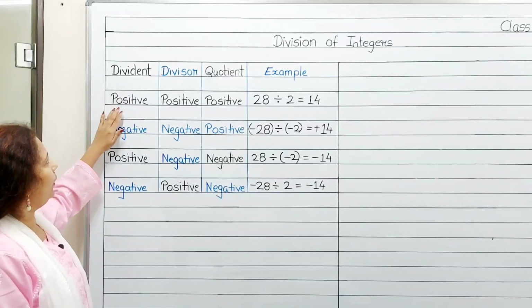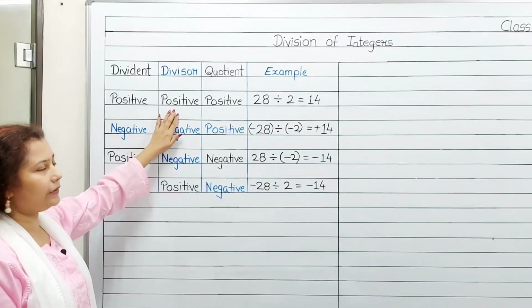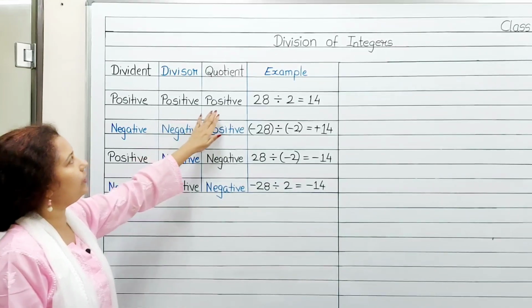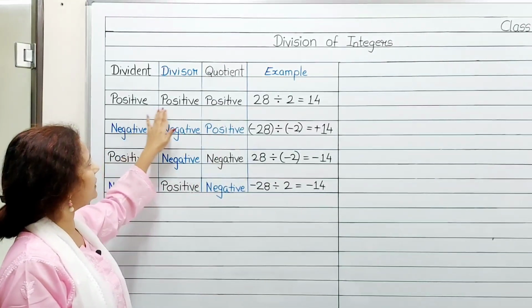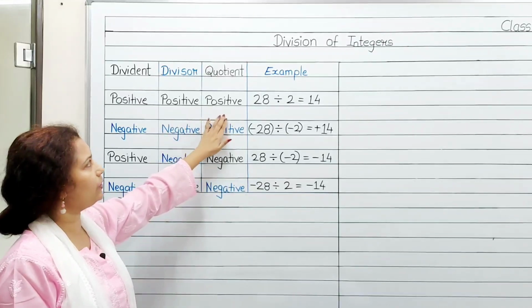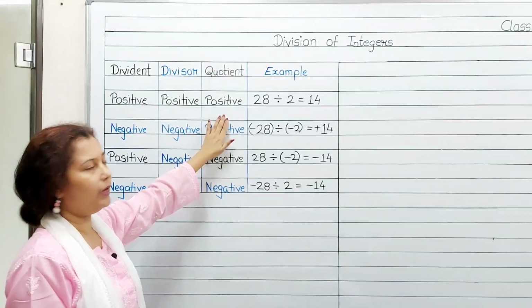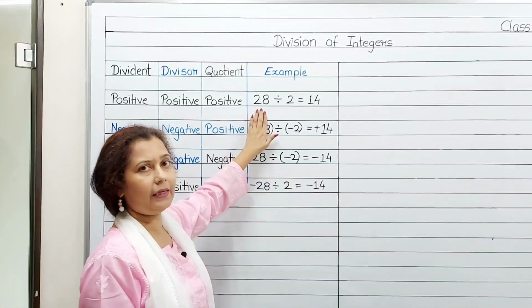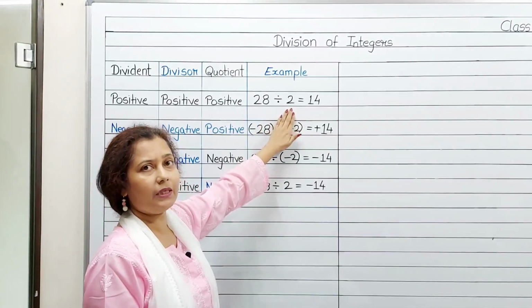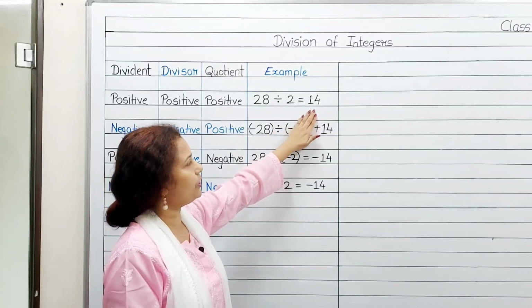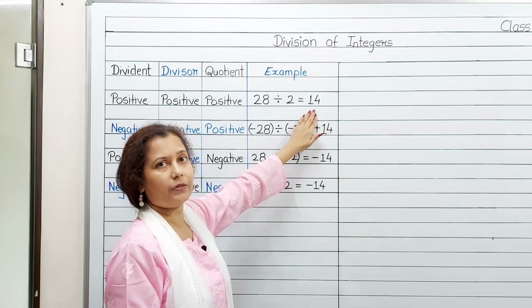First case, when dividend is positive and divisor is positive, the quotient is always positive. That means when both dividend and divisor are positive, quotient is always positive. For example, 28 is a positive dividend, 2 is a positive divisor, so the quotient is also positive, that is 14.